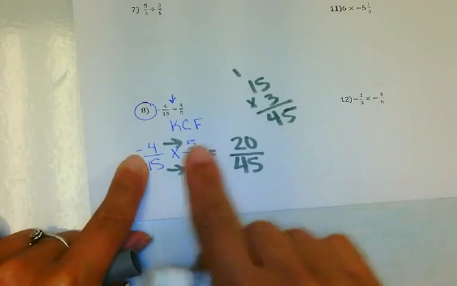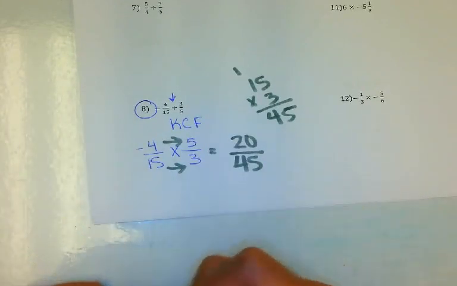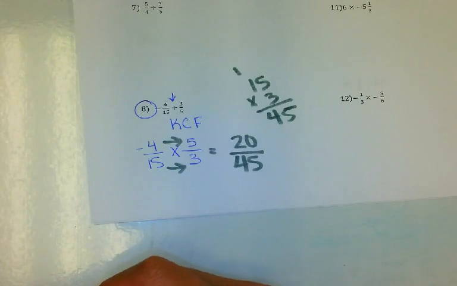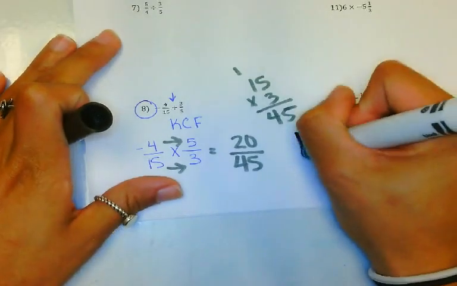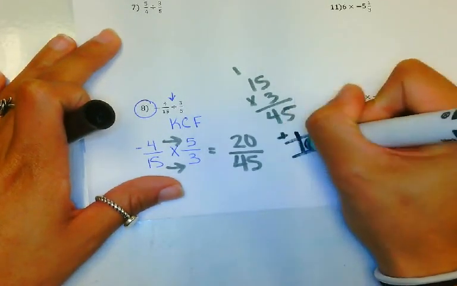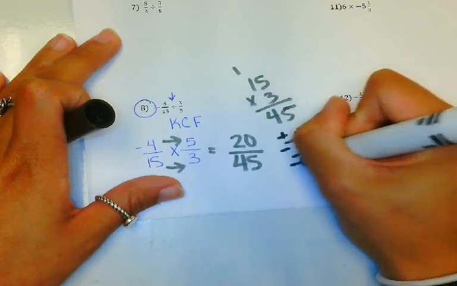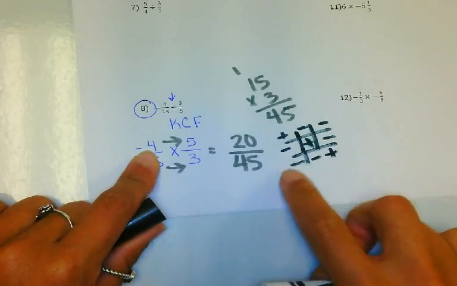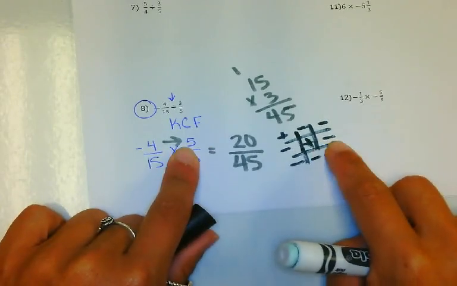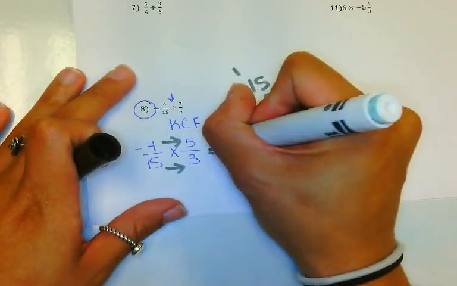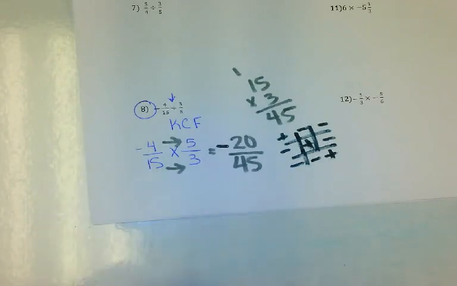Now, we have a negative and a positive. And whenever we multiply or divide, we do our tic-tac-toe chart. Where you have plus, plus, plus, minus, minus, minus, minus, minus. So we have a negative and a positive, which makes a negative. So my answer is going to be negative. Now, we get 20 over 45. This we have to see if we can simplify it.